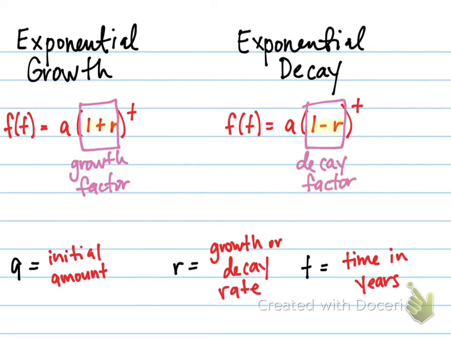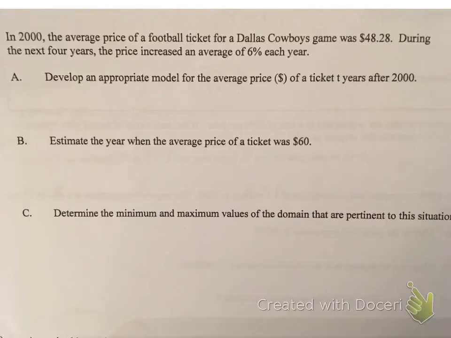So typically you'll be given word problems where it wants you to find the decay or growth factor, and it'll ask you for that. So here's a word problem. In 2000, the average price of football tickets for Dallas Cowboys was $48.28. I'm sure it's gone way up now. During the next 4 years, the price increased an average of 6% each year. So I'm going to go ahead and take that 6% and write out to the side 0.06. So develop an appropriate model for the average price ticket T years after the year 2000.